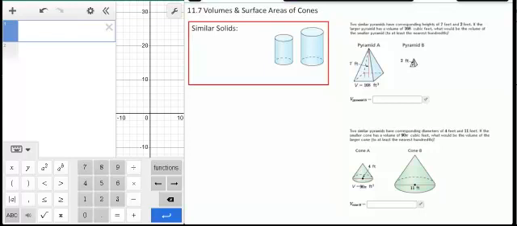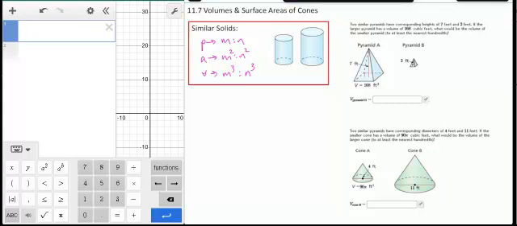Again, we talked about it with the cylinders and prisms, and this is the same instance. When you have two similar figures or solids, the ratio of their parts is m to n. The ratio of their two-dimensional measurements, like area, is m squared to n squared. And the ratio of their three-dimensional measurements, like volume, is going to be m cubed to n cubed. And so those are the similarity and the ratios.